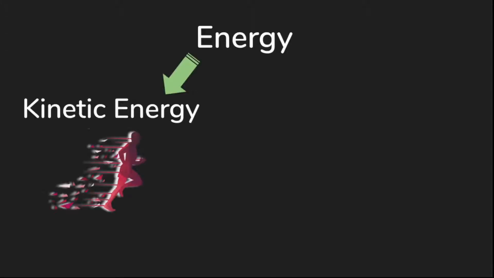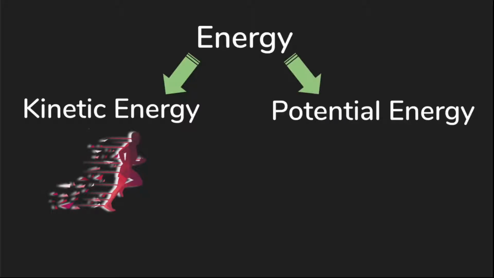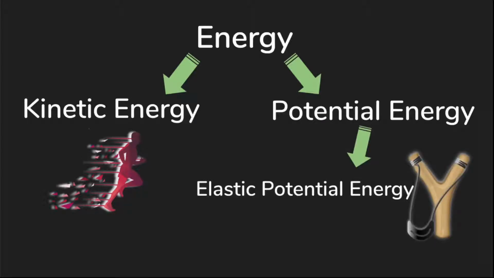When we're talking about energy, there are two types. There's kinetic energy, which is energy an object has due to its motion, and potential energy, which is energy held by an object waiting to be used for later. Within the potential energy, there is elastic potential energy, which is potential energy due to compression or expansion of an elastic object, waiting to be used for later.